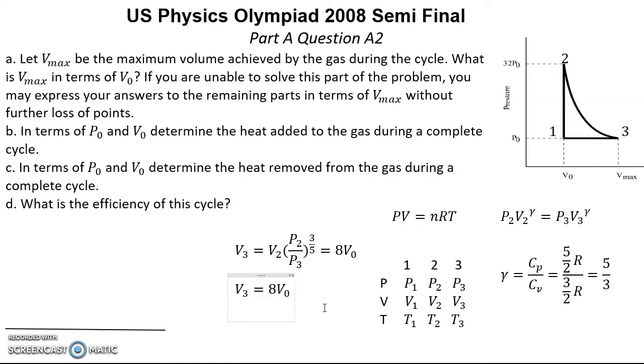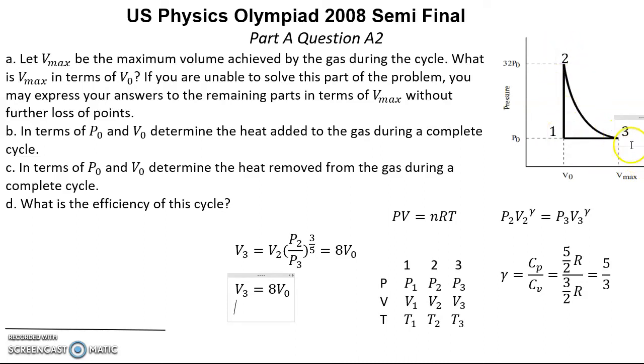Next question: in terms of P0 and V0, determine the heat added to the gas during a complete cycle. If we analyze all three processes, heat is added only during the process from 1 to 2. That's isochoric heating. So here we use Cv, the heat capacity at constant volume, and we can find the total heat added in this process.